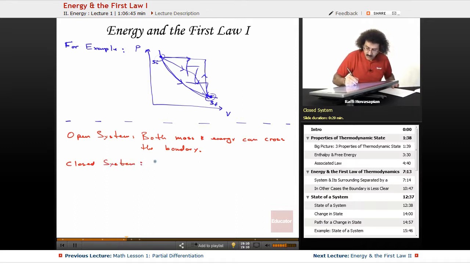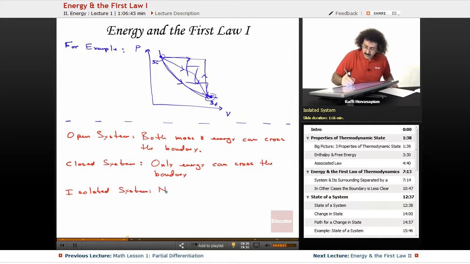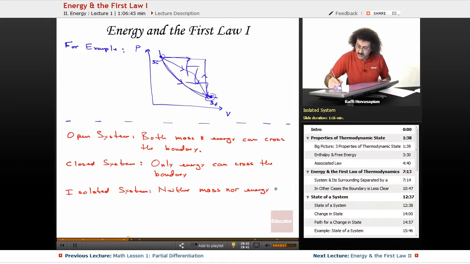A closed system is one where only energy can cross the boundary, no mass. And of course, we have our final, which we call an isolated system. That's exactly what you think it is. It's where neither mass nor energy can cross the boundary.